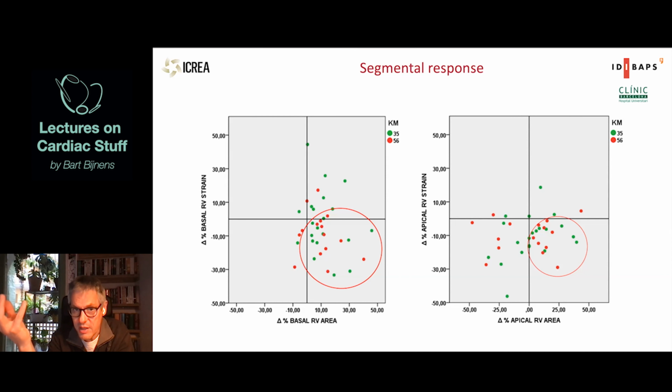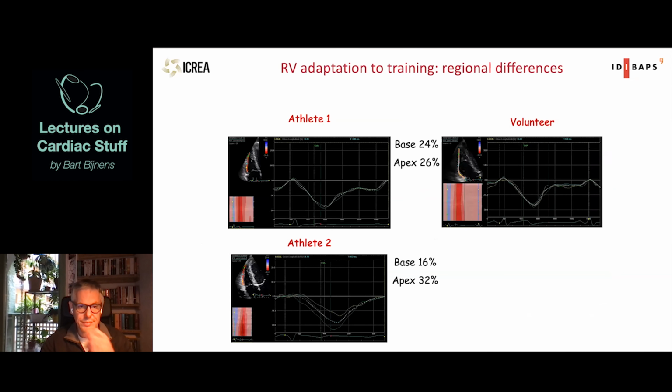But what is likely the case is what I've been saying before: many of these athletes, especially the ones that do quite a lot of exercise, have a trabeculated apical area. And what you see is that they just don't have the capacity to increase their deformation anymore, because there is no volume to eject. So they cannot do that. And so the apical part is reacting much worse to exercise in some ways, or at least is clearly not contributing as much as the basal part in order to increase the cardiac output.